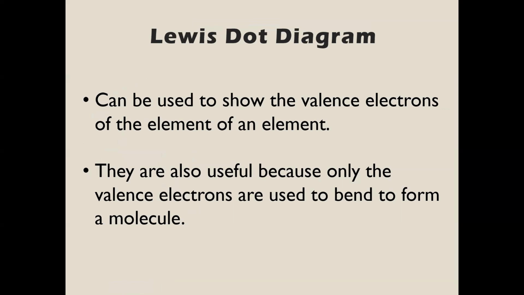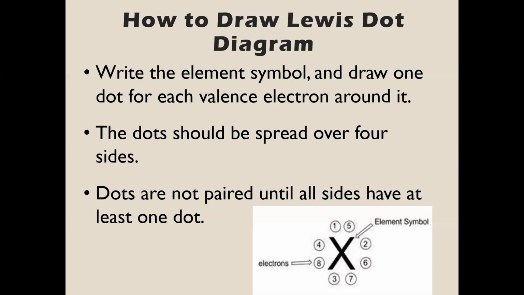We can also use the Lewis dot diagram to show how the atoms will react, and to make it easy to see whether this atom will gain or lose electrons. So the Lewis dot diagram will show the valence electrons of the element. This is useful to see how these valence electrons will behave, whether they will need to gain or lose electrons to form a molecule.